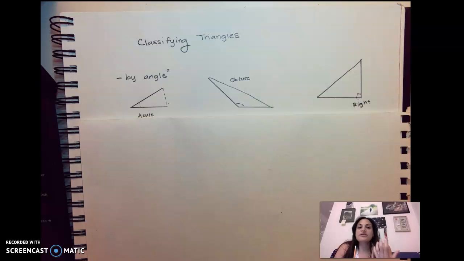This week we are going to be learning about triangles. You already learned how to classify angles as acute, obtuse, and right. So we actually classify triangles the same way that we classify angles.